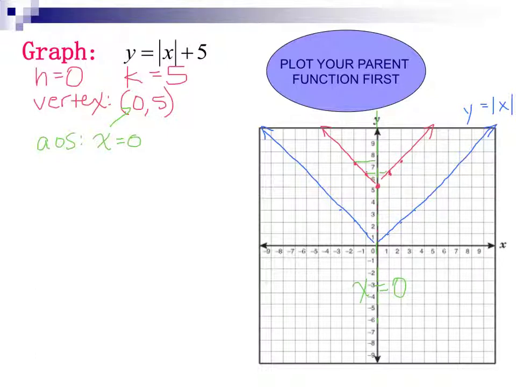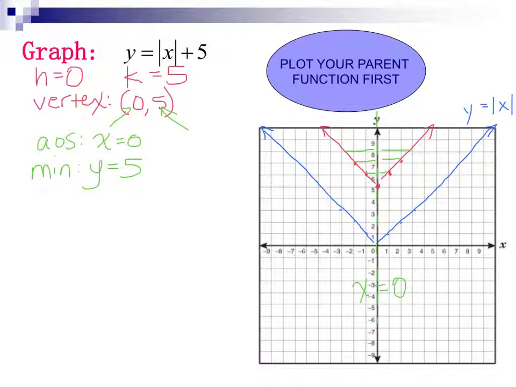If I'm 2 units away on the left, I'll be 2 on the right. 3 on the left, 3 on the right. Okay? Now let's talk about a maximum and a minimum. Here, because the lowest value is at our vertex and everything else goes up forever and ever, we have a minimum. We have a value that is the smallest. So we will have a minimum at this point, and it will be whatever our y value is, which is 5. So y equals 5.